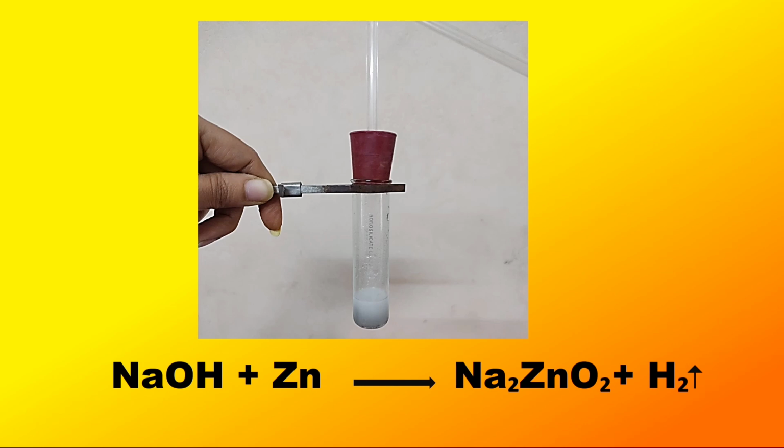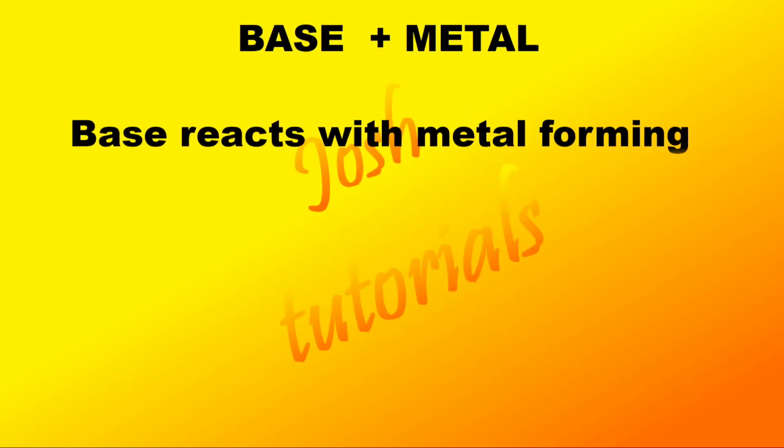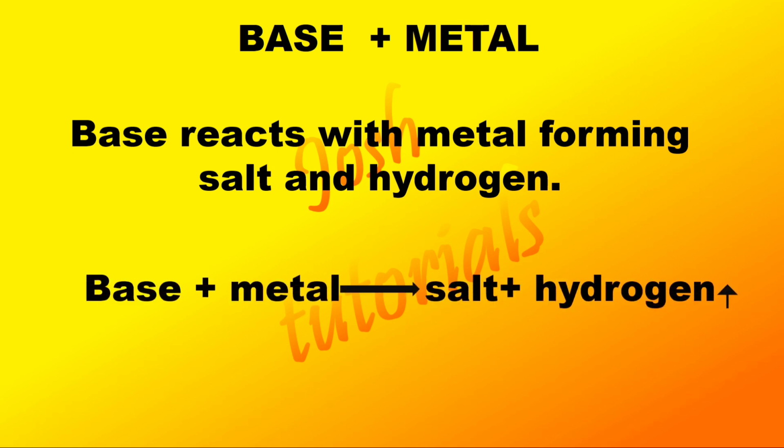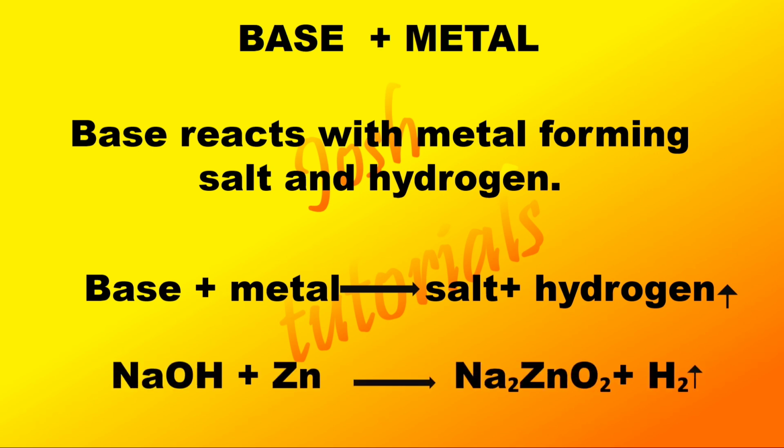Sodium hydroxide reacts with zinc, forming sodium zincate and hydrogen gas. From this activity we can say that a base reacts with metals, forming its corresponding salt and hydrogen gas. Kindly note that not all bases react with metals, and here we are using concentrated sodium hydroxide solution, so the reaction takes place a little bit fast.